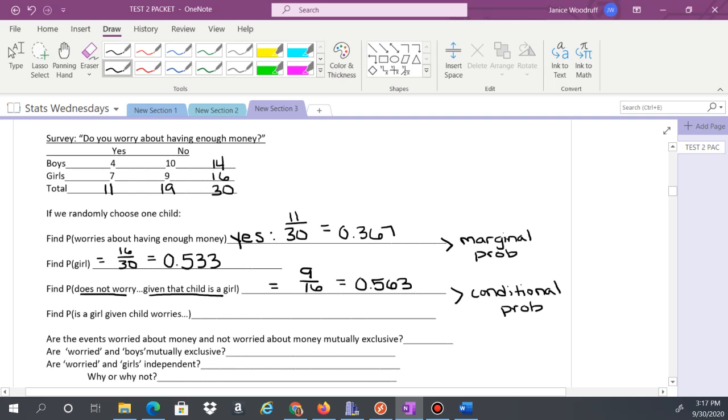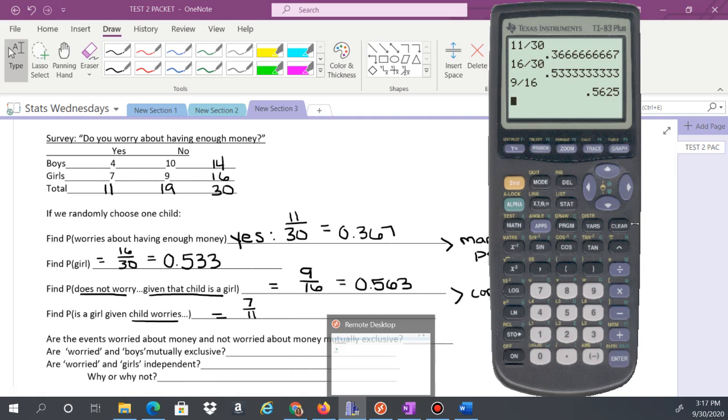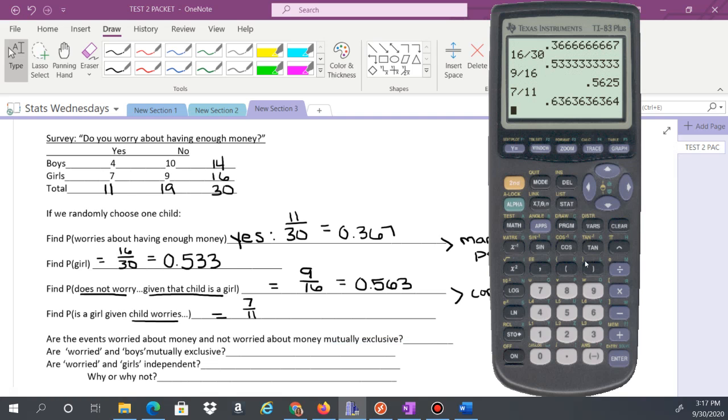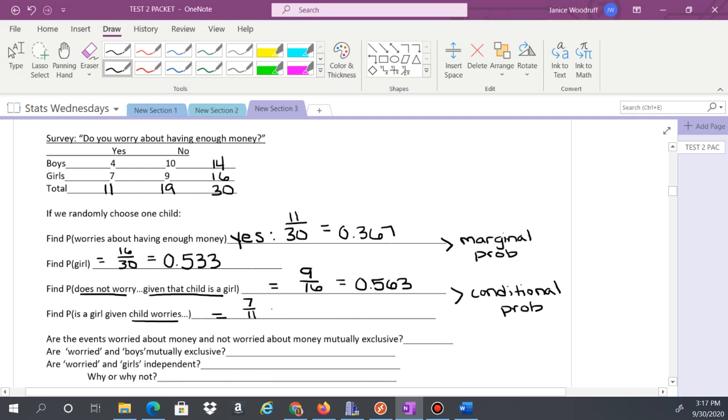So find the probability is a girl given the child worries. So given that I pulled a card that said, yes, I worry, how many of those are pink? So my denominator is the yes worries. How many total yeses did I have? 11. So I'm looking here. And then probability is a girl. How many girls said yes? 7. So 7 out of 11. So 0.636.